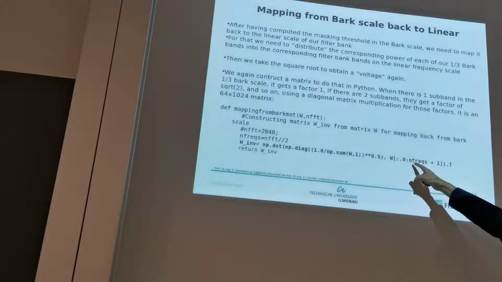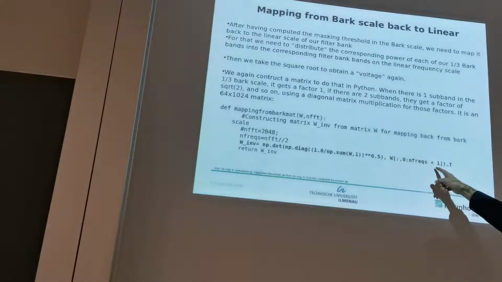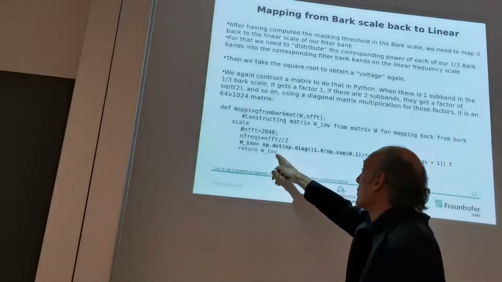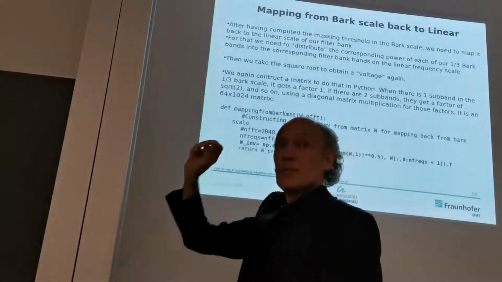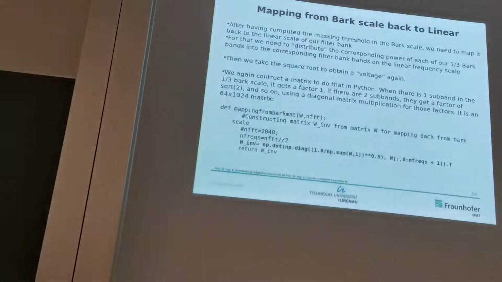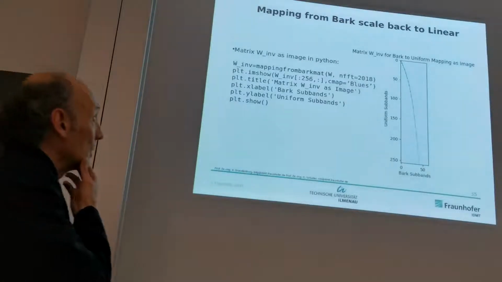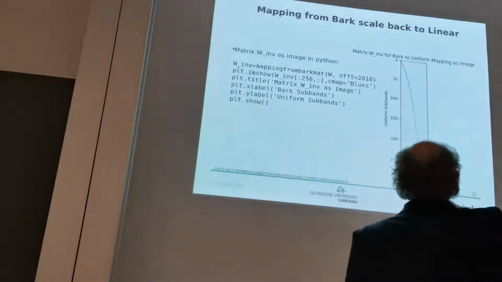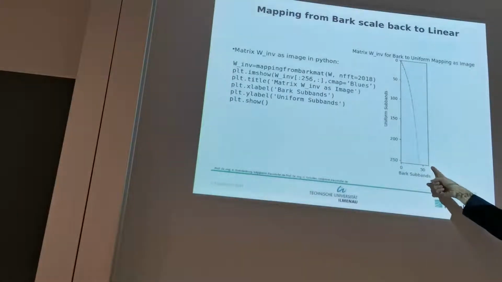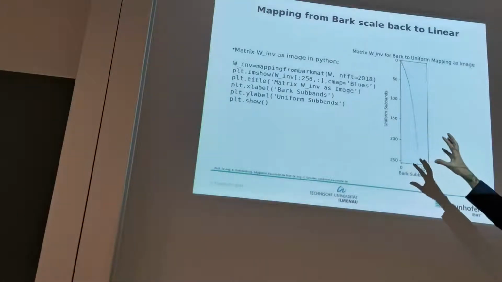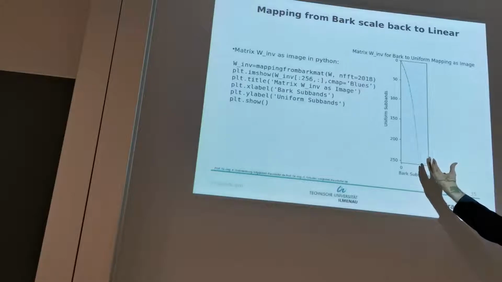So here we get the factors. Here we have the matrix itself transposed, and then we return W inverse. This constructs the W inverse in quotation marks, because it's not really an inverse matrix. It's just used for inverse mapping. And this matrix looks like this. You can see it's indeed basically a transposed matrix.